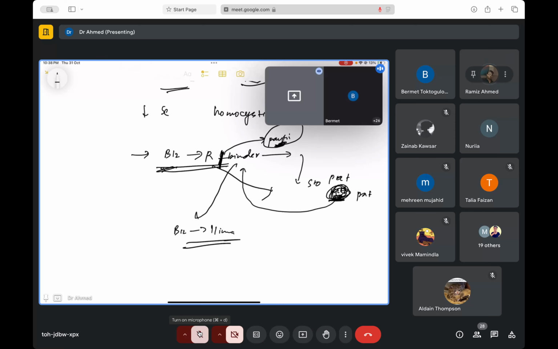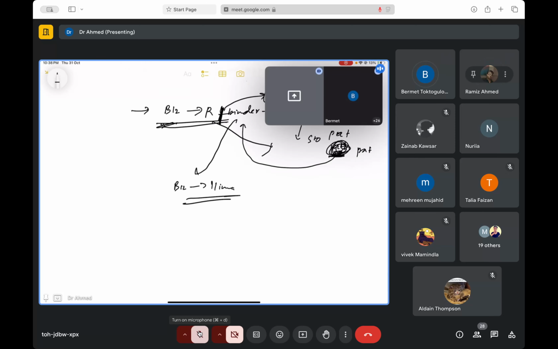It means again you are going to see macrocytic anemia, right? So in macrocytic anemia, what would happen to neutrophils? Neutrophils normally have five lobes, up to five lobes you can have. If neutrophils have greater than five lobes, then you can say it's macrocytic anemia, right?